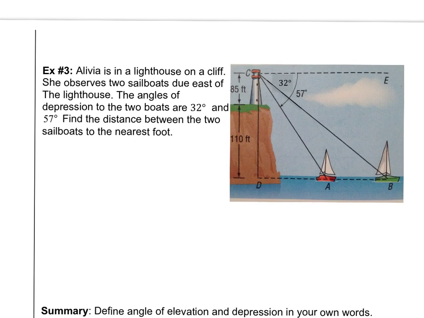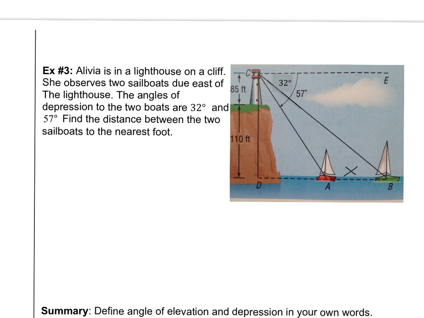This is always a fun type of problem. This is when we're dealing with two different triangles. So it says Olivia is in a lighthouse on a cliff. She observed two sailboats due east of the lighthouse. The angles of depression, so here's our horizontal, here's our angles of depression, to the two boats are 32 degrees and 57 degrees. Find the distance between the two sailboats to the nearest foot. Okay, they want this distance, all right? So we are looking for x.